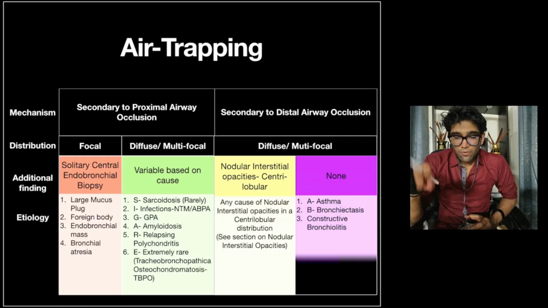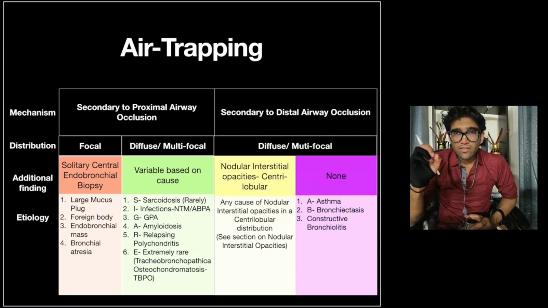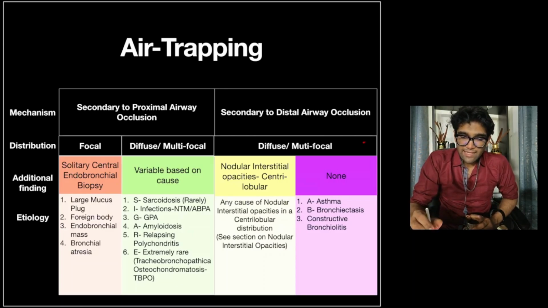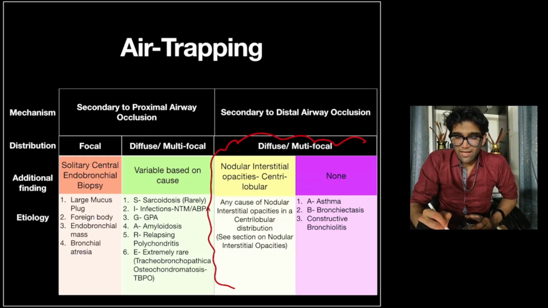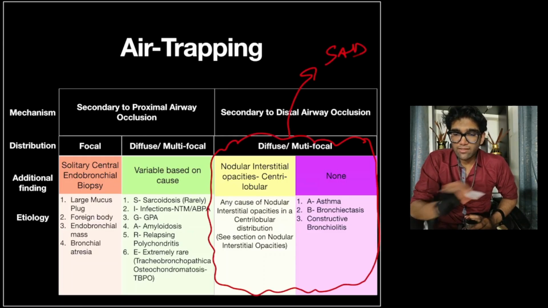Now the other possibility is that you may have airway disease due to asthma, bronchiectasis, or what we call bronchiolitis or constrictive bronchiolitis. All of these entities together are termed small airway disease, and we'll see in the next slide what is small airway disease.